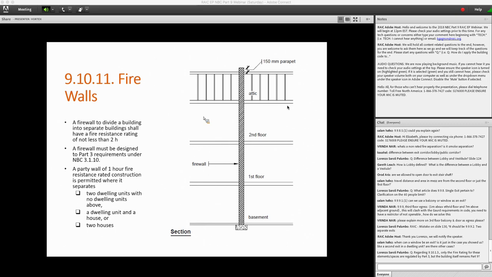And where you have a party wall of 1 hour fire resistance rating, it is permitted to separate 2 dwelling units with no dwelling units located above the other. And it's also permitted to separate a dwelling unit and a house or 2 houses.